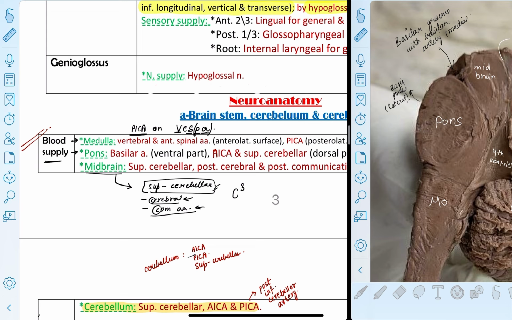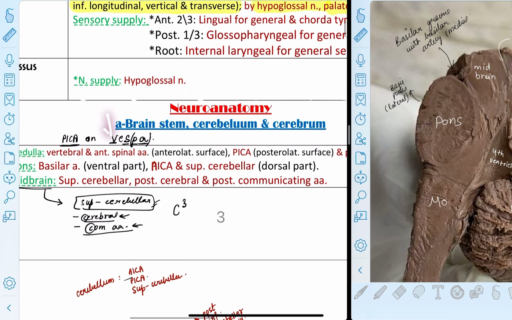The first one is medulla. How I learned this one is from the term PICA on a Vespa. Vespa is like a scooty in 2010. It used to be very famous. Everybody used to buy that. So PICA is posterior inferior cerebellar artery, and Vespa, in which V is the vertebral artery, S is the spinal artery, and PA is posterior spinal artery, anterior spinal artery. Okay, so PICA on Vespa.